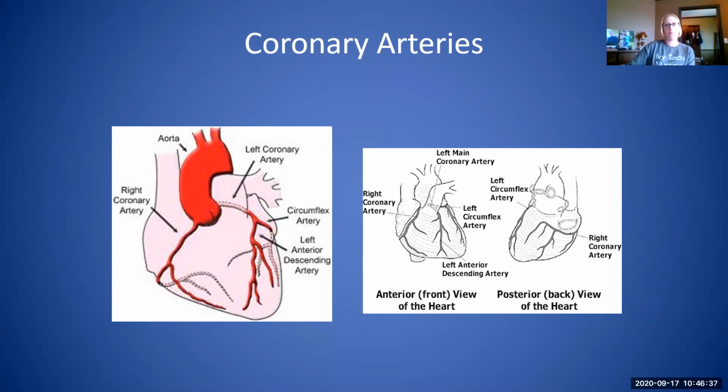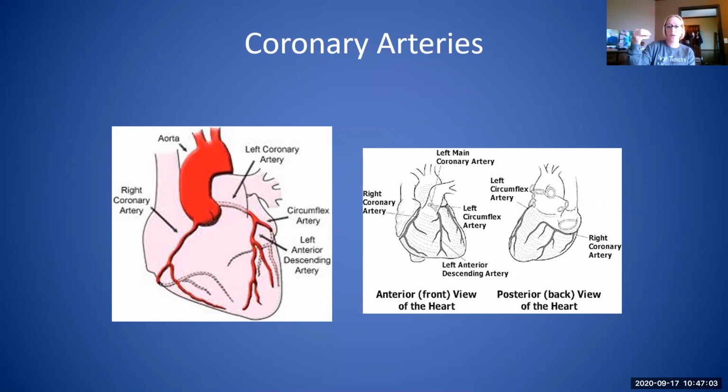So what type of problems would you see with someone who has a blockage in their right coronary artery? What would you expect to find? Low heart rate. Yeah, so you're going to have more atrial problems, right? They could have bradycardia or tachycardia, heart blocks, AFib, aflutter. You're going to have more of those problems that are associated with the SA node.